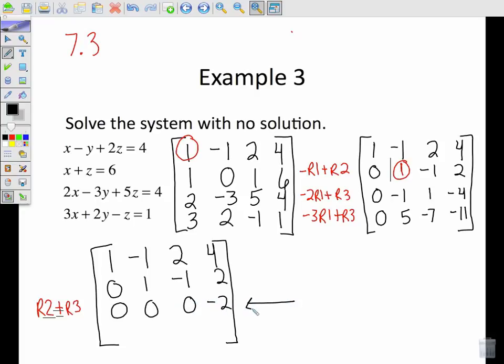So here we run into a problem. We've lost all of our variables. There's no way to get that variable of z back. So we have 0 equals negative 2. This is a no solution.